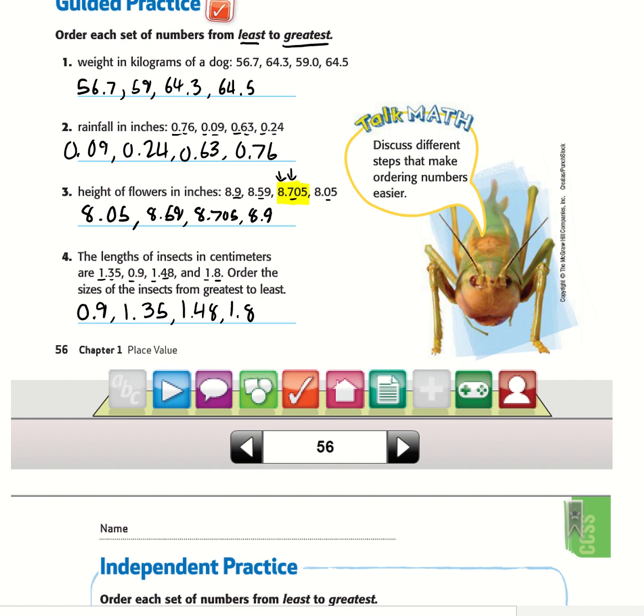Just remember, the 9 here, I know my 9 is greater than all the other tenths places, but once I use this number at the beginning, I don't have to use it anymore. That way I'm still ordering from least to greatest.